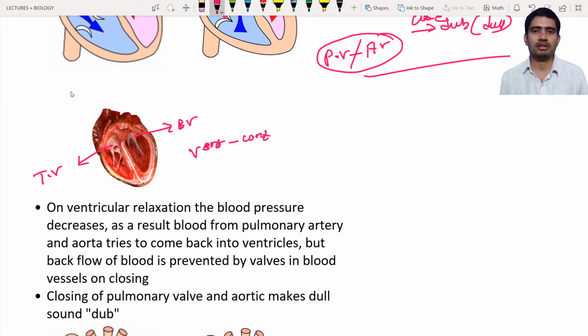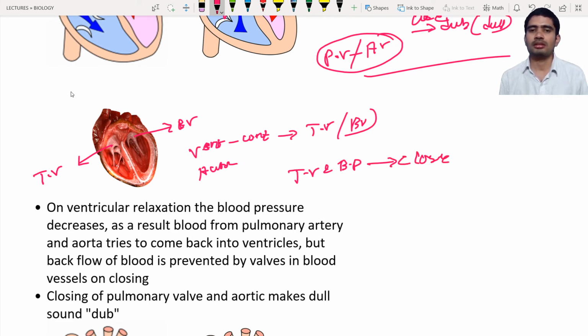Ventricle contraction leads to the closing of the tricuspid and bicuspid valves. Okay, so auricle contraction: the auricles are going to contract so that they can pump blood into the ventricles. And next, when the tricuspid valve and bicuspid valve close, the pulmonary valve and aortic valve open. Okay, they are going to open.